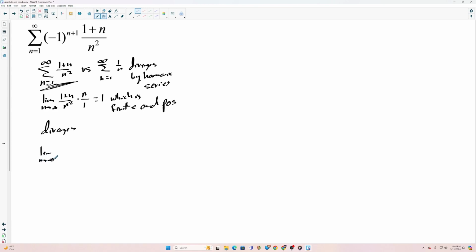The limit as n approaches infinity of (1 plus n) over n squared is equal to 0. We're going to let f of x equal (1 plus x) over x squared. So f prime of x is equal to the bottom times the derivative of the top, minus the top times the derivative of the bottom, over the bottom squared. So x squared minus 2x squared is negative x squared. So negative 1 minus x squared over x to the fourth.